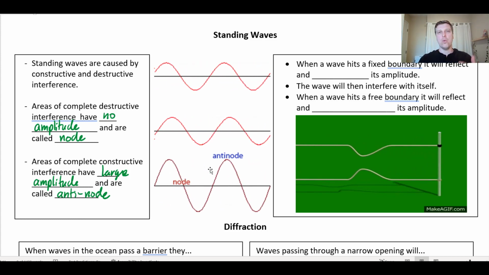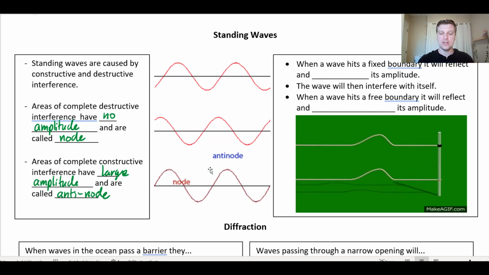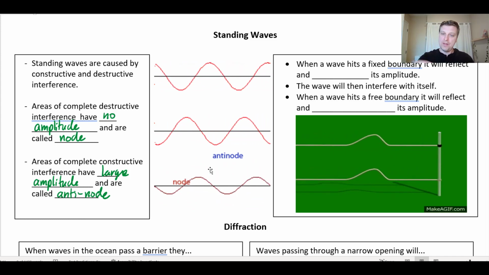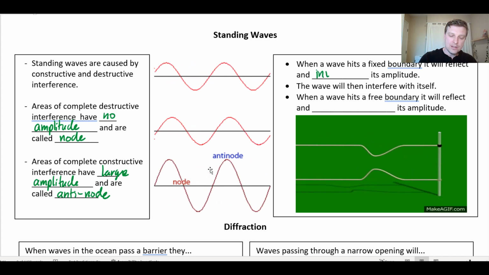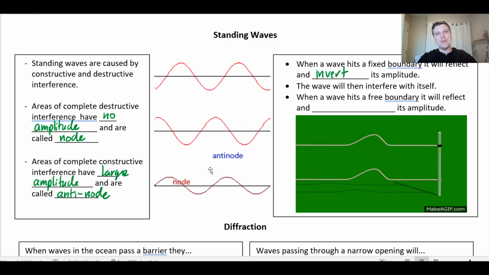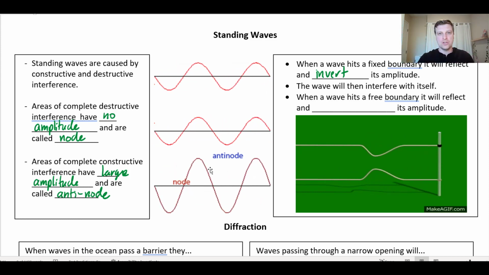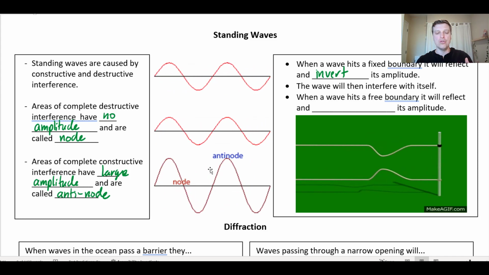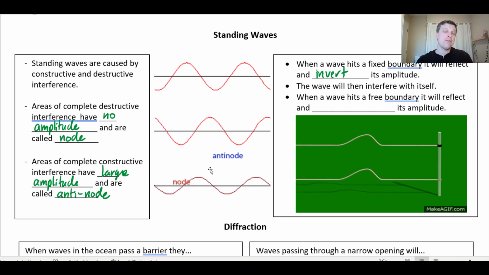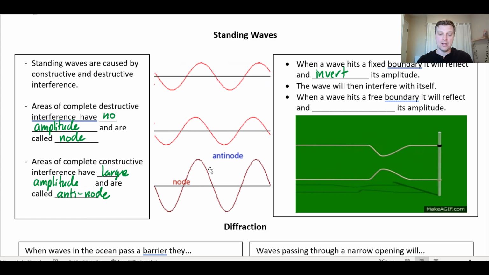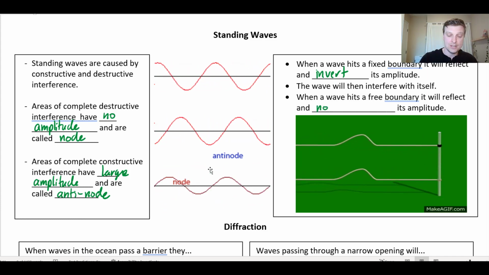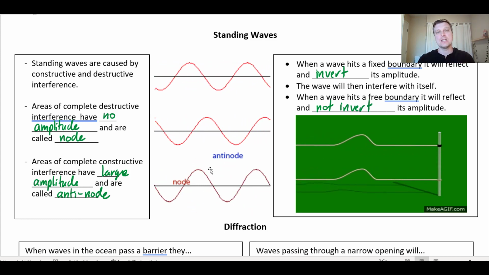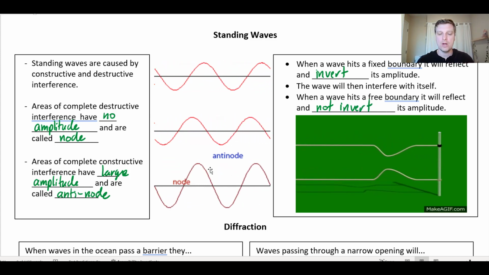So if I have a wave on a spring like I've got here, you can see in this example, if I hit a fixed boundary, then the wave, when it reflects off, is going to invert its amplitude. So it's going to flip, a crest is going to become a trough and a trough a crest, and so on. Now, if that boundary is free to move, then it will reflect, but you'll see it's going to stay upright. And so it's going to, let's say, not invert, which is maybe a funny way of saying it. But basically, the wave is going to stay in the exact same phase it was when it hit the barrier.